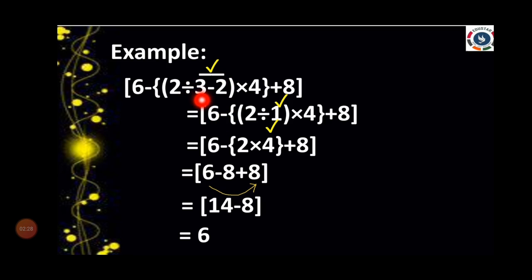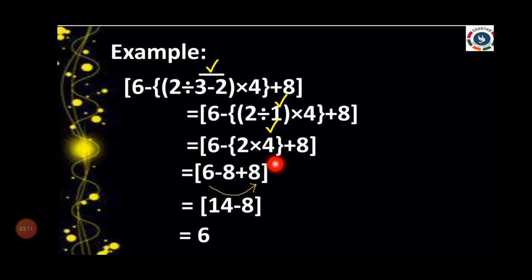6 minus 2 divided by. The 3 minus 2 is given in the line bracket, so you have to separate these two values. 3 minus 2 is how much? 1. That you write. Then into 4 plus 8. The next bracket is R, the round bracket. LRCS, I told you. So the second one is R, the round bracket. The number inside the bracket you have to solve first. Write the remaining things as they are. 6 minus 2 divided by 1. So you get the same answer, 2. Then into 4 plus 8.